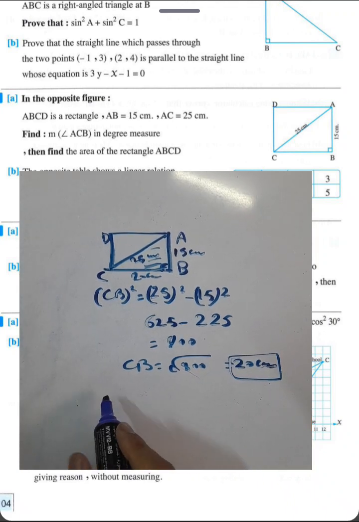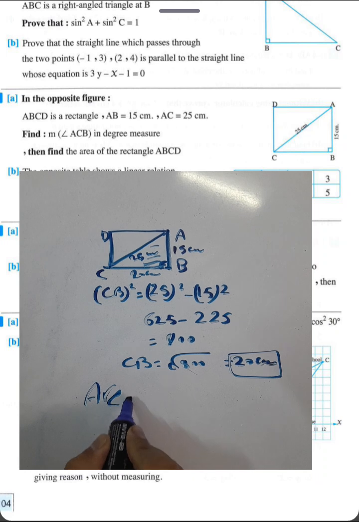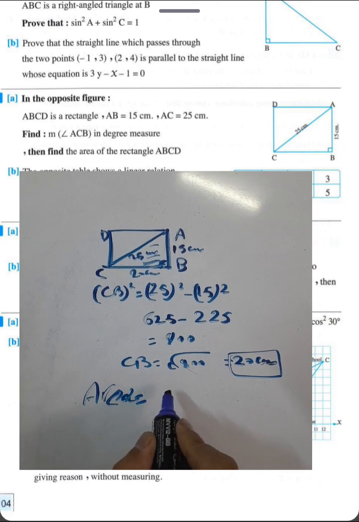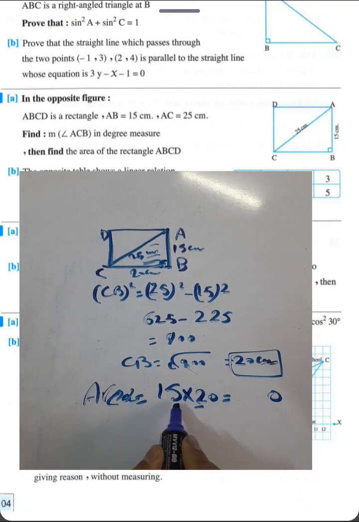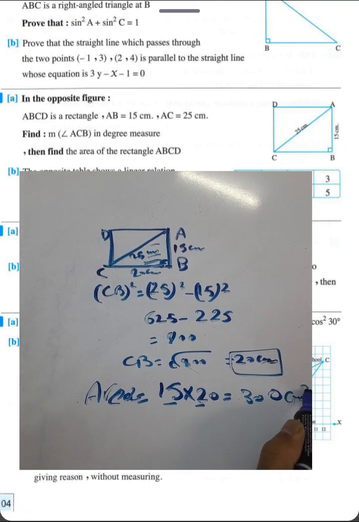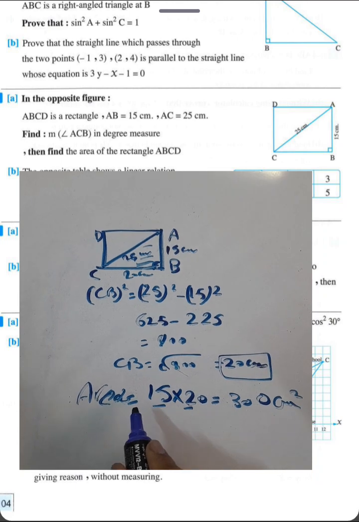Okay, we can find the area of the rectangle. Length times width, 15 times 20, right? 0, and 2 times 15 equals 30. Then the result will be 300 square centimeters.